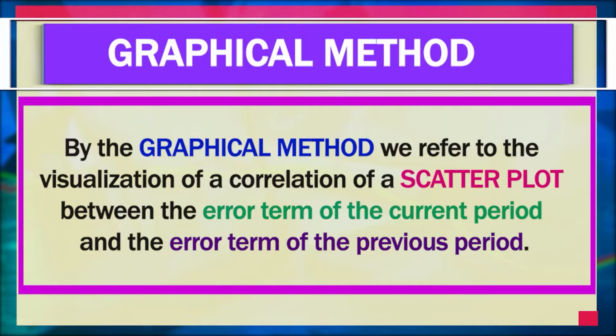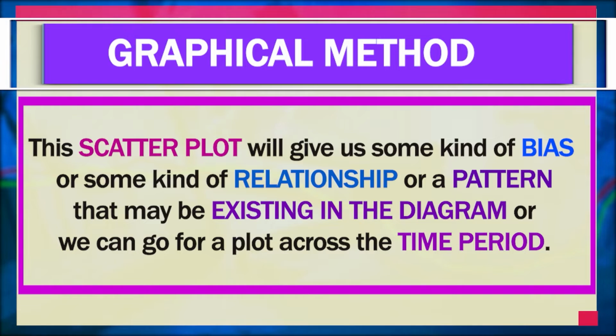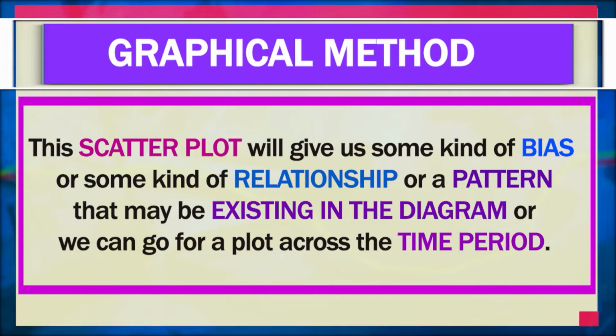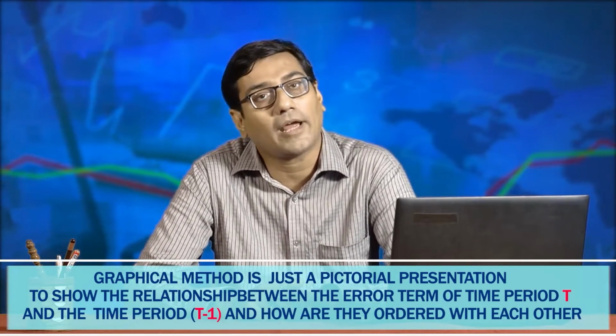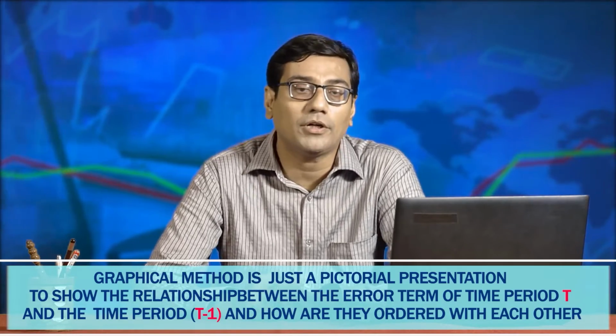By the graphical method, we refer to the visualization of a correlation or a scatter plot between the error term of the current period and the error term of the previous period. This scatter plot will give us some kind of bias, relationship or pattern that may exist in the diagram, or we can go for a plot across the time period. Then also we can get some resemblance of the data. The graphical method is just a pictorial representation to show the relationship between the error term of time period t and time period t minus 1, and how they are ordered with each other.